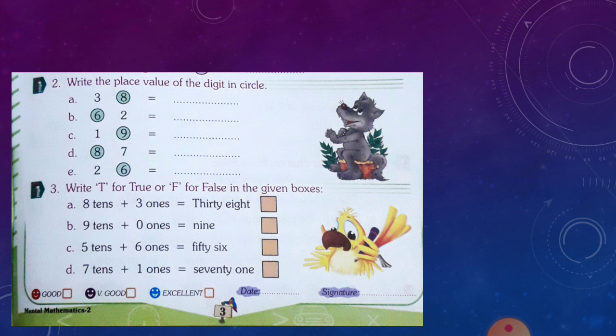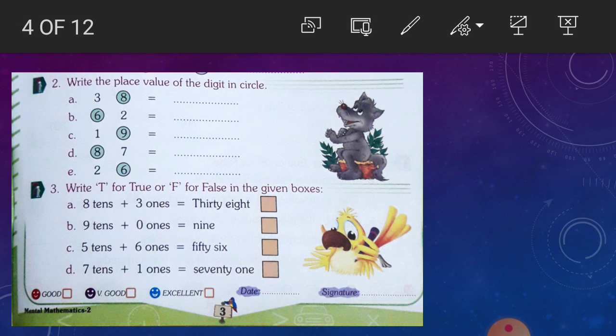Next, write the place value of the digit in circle. So first look at the numbers. First 38. You can see the circle digit is 8. So the place value of 8, you know children, ones place and tens place. 38, the place value of 8, as you can see 8 is at ones place, so the place value of 8 is 8.